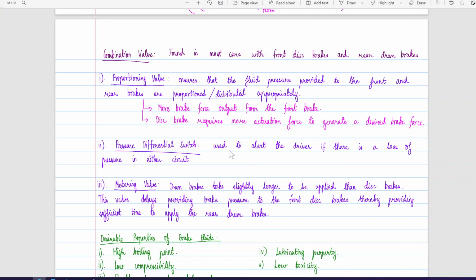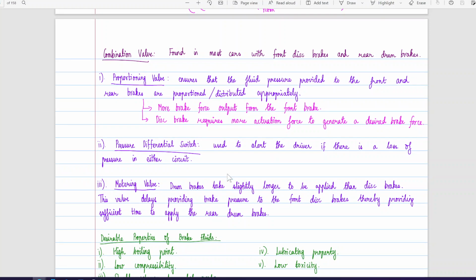Second, we have the pressure differential switch, which is used to alert the driver if there is a loss of pressure in either circuit. And then we have the metering valve. The drum brakes take slightly longer to be applied than disc brakes, and this valve delays providing brake pressure to the front disc brakes, therefore providing sufficient time to apply the rear drum brakes.